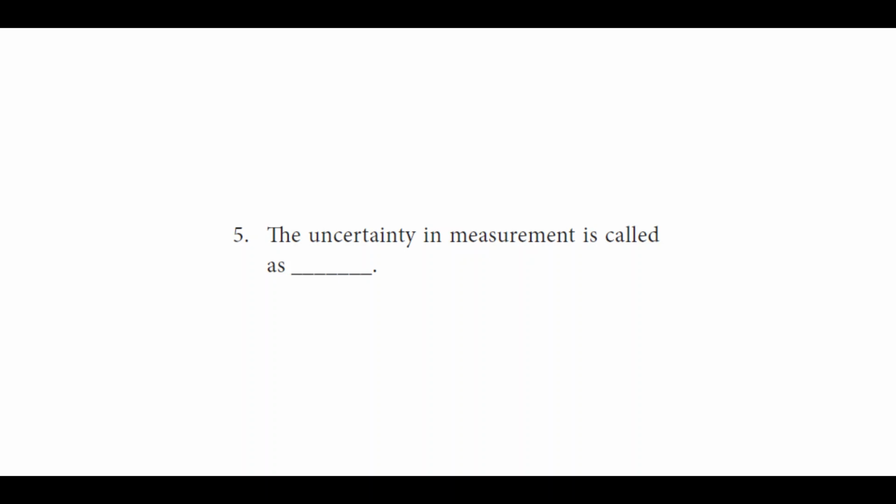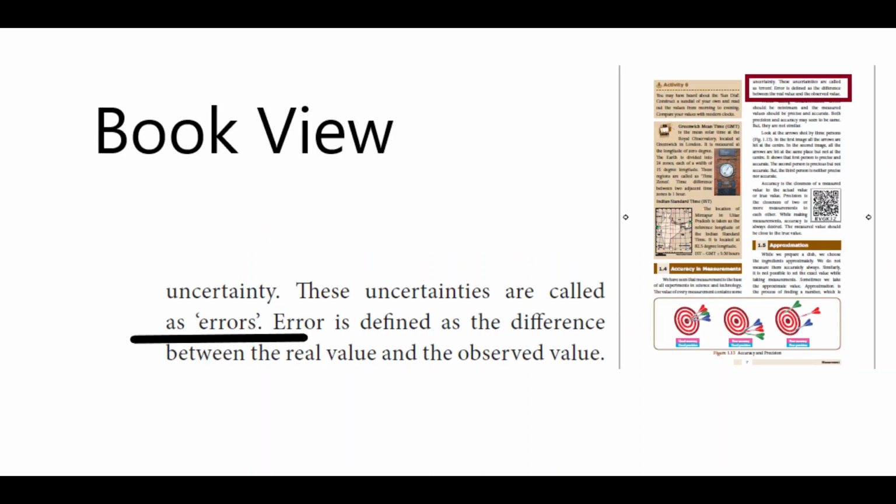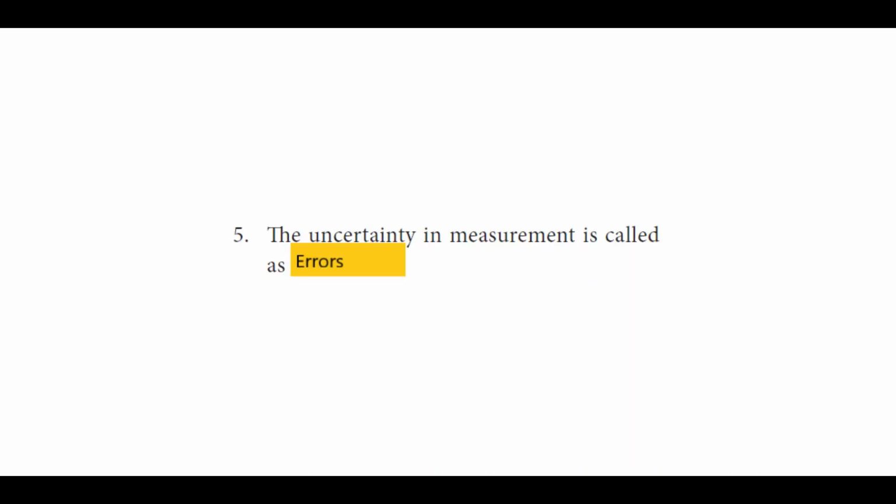Then fifth one. The uncertainty in measurement is called as dash. You can see it in the page of the book view. These uncertainties are called as errors. So the underlined word, errors, is the answer. We can fill that in the blank. The uncertainty in measurement is called as errors.